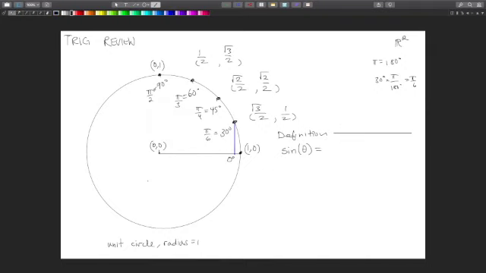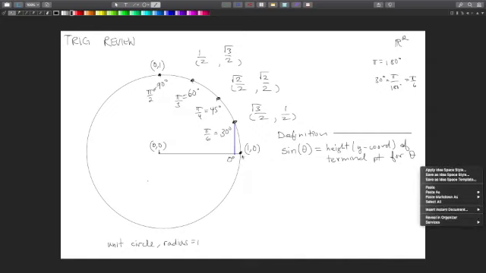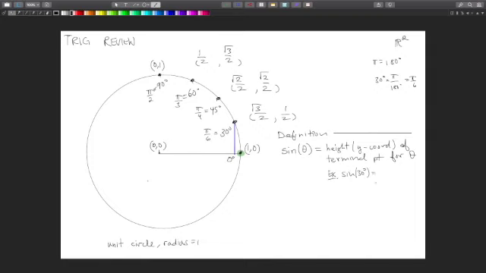Sine of theta is the height, or specifically the y coordinate of the terminal point corresponding to theta. So if you walk 30 degrees, we always start here at this point. And if you walk theta degrees, say 30 degrees, as an example, let's do an example here. If you walk 30 degrees, how high are you standing?